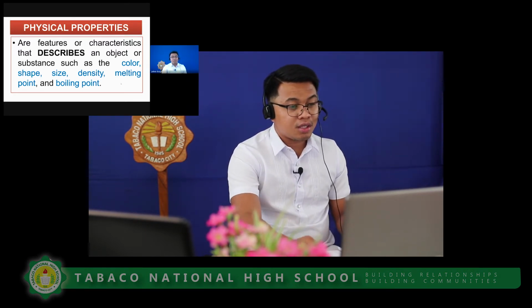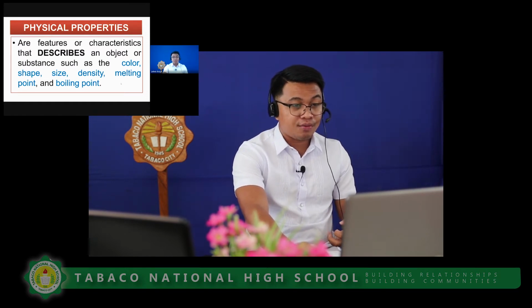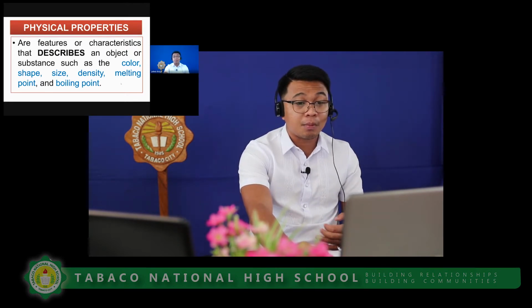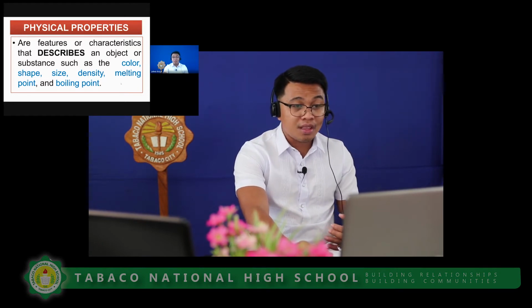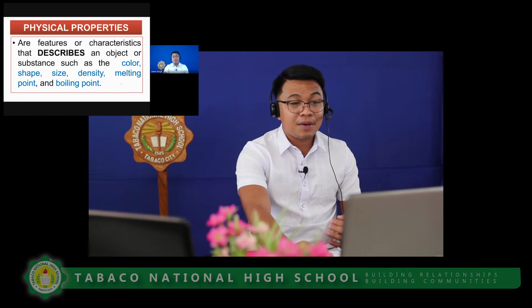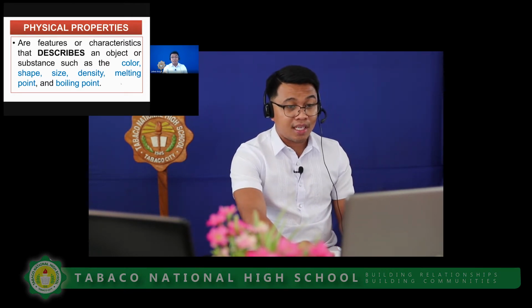So if you're going to notice on my definition, the word describe is written in bold and capital text. So that is actually the key word for you to easily give the most basic definition of what physical property is. The moment you give a description or the moment you describe a certain thing, you are actually giving now a physical property of that. Okay, so it includes the color, the shape, the size, the density, the melting point, and the boiling point.